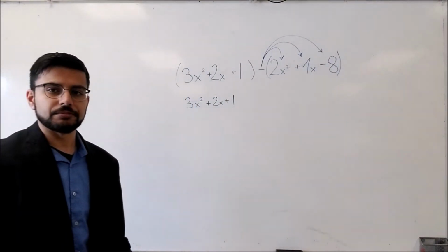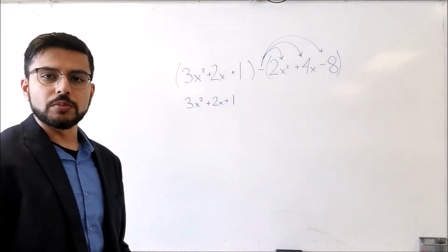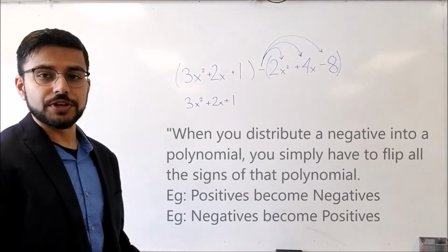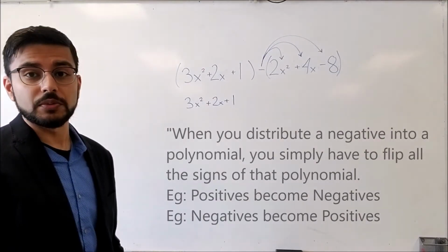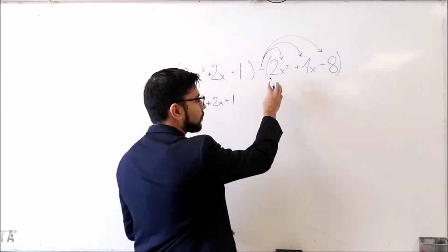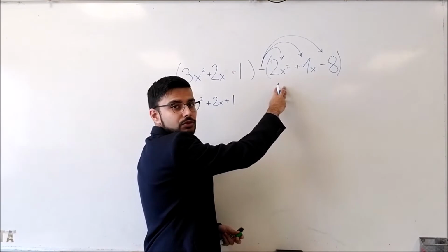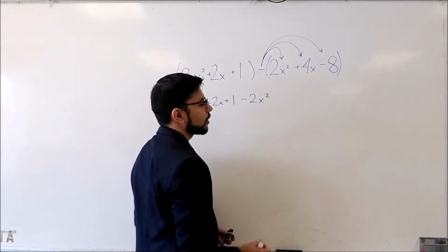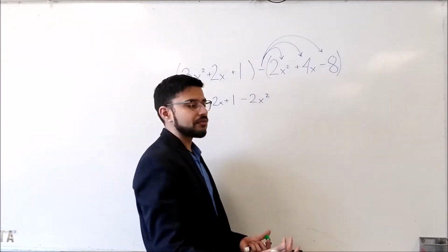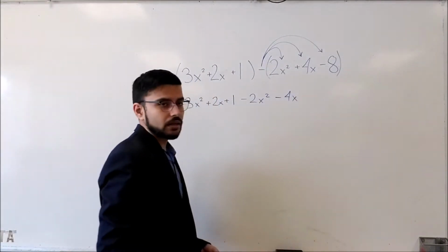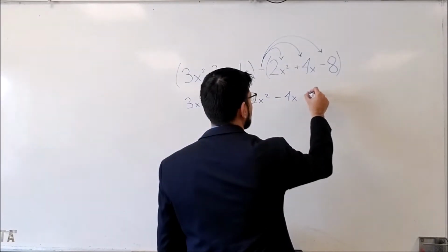And here's the interesting thing. When you distribute a negative into a polynomial, an easy way to do this very quickly is to flip all of the signs that were in that polynomial to begin with. For example, we had a positive 2x squared. This should become a negative 2x squared. We had a positive 4x, so that must become a negative 4x. And we have a negative 8, so that should become a positive 8.